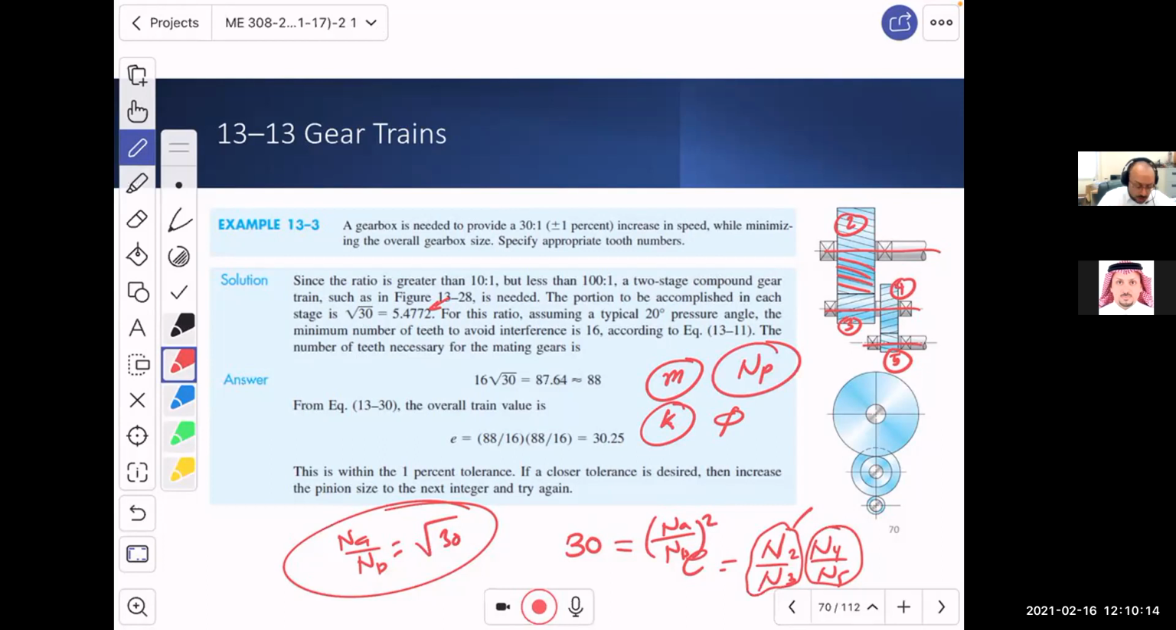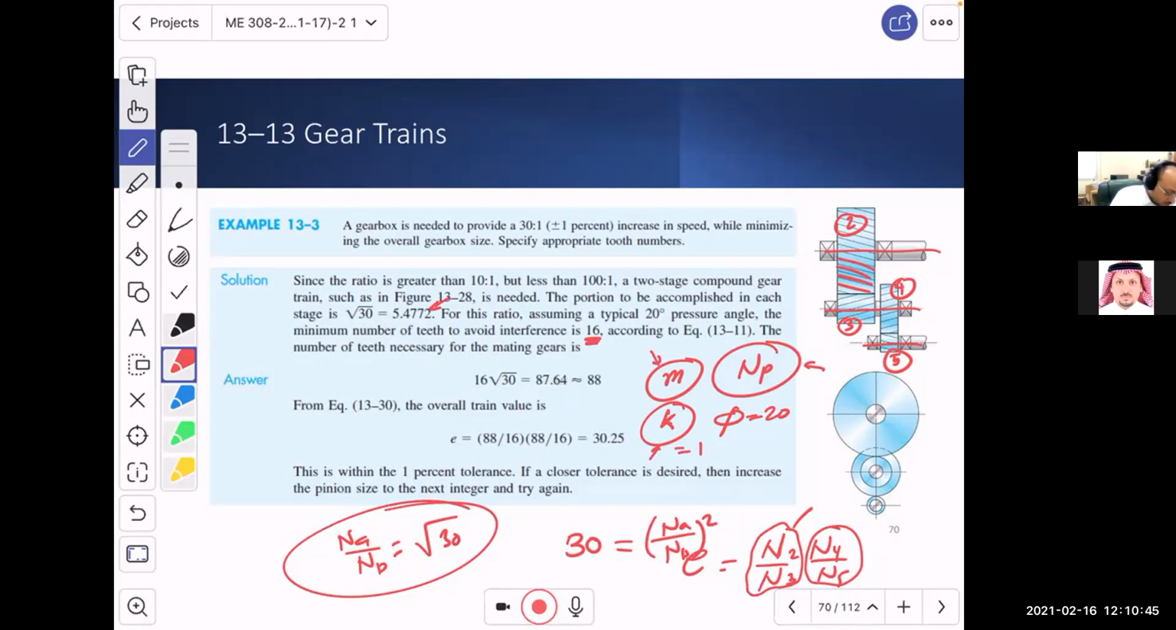So if you put a pressure angle of 20, and then we have K equal to 1, and a gear ratio of around 5 or 6 in that range, you will end up reaching an approximate number for avoiding interference, which is around 16. So if that is 16, it means that NP is 16.